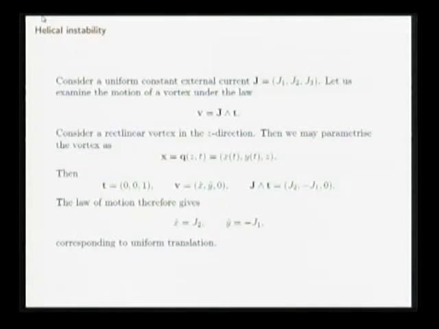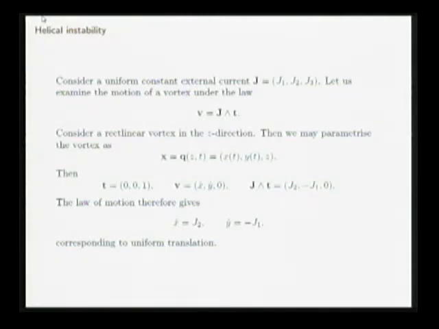So the tangent is just in the z direction. The velocity is in the plane, and it's x dot, y dot, where dot is d by dt. And so this velocity j cross t is the perpendicular, it's the rotation of the first two components. So it gives you j2, minus j1, then 0. So this law of motion, when I equate velocity to j cross t, just tells me that x dot is j2 and y dot is minus j1.